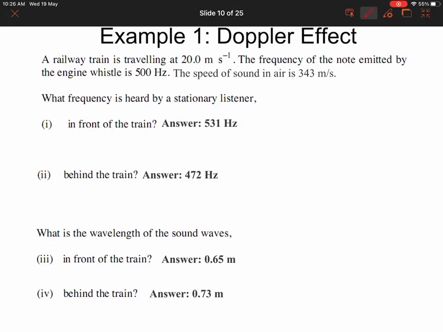So of course, if it's stationary, then speed is zero. Okay, it's not moving. So yeah, take that into consideration in your solution.